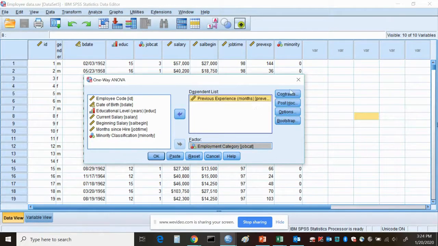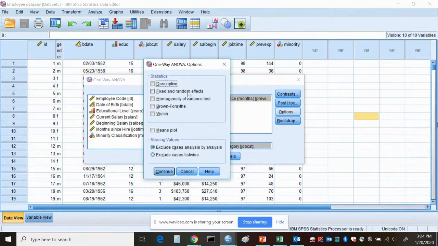Now we have a few different options here. So first, I'd like to call your attention to the general options and click on Descriptives. This will allow us to get the basic descriptive information, such as the mean and the standard deviation for the dependent variable within each category group.